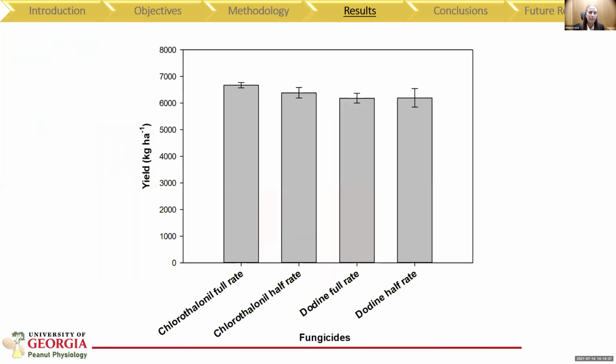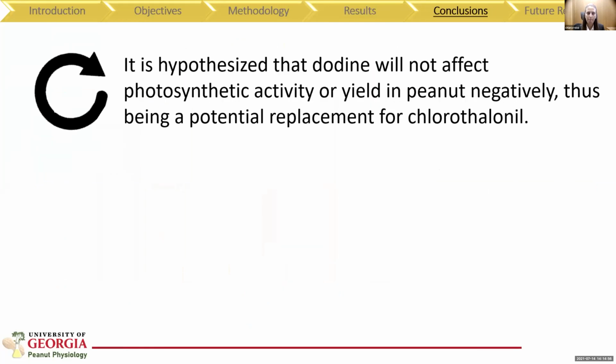Lastly, this graph represents the yield data that we obtained in our field, and it's divided for the 4 fungicide treatments. Although chlorothalonil full rate had a slightly higher yield than the other 3 fungicides, also in this case, we did not find any significant differences among our treatments.